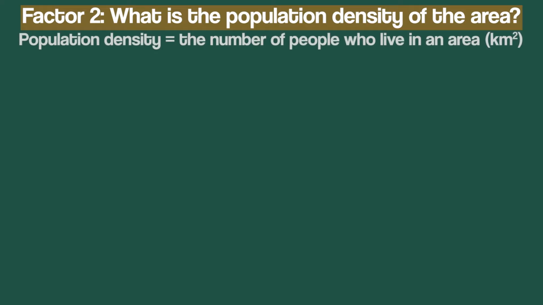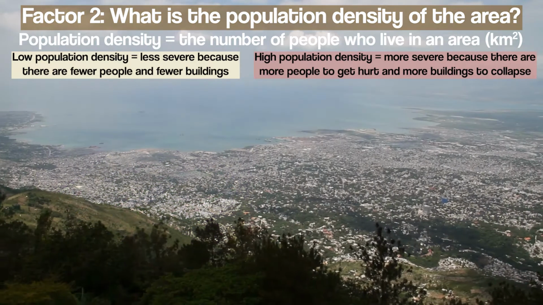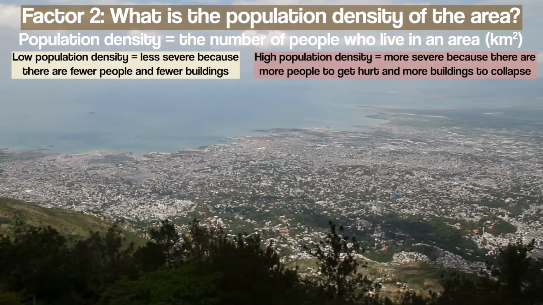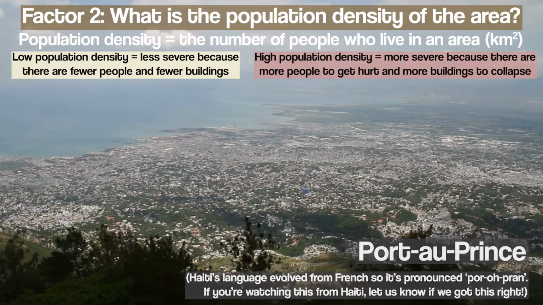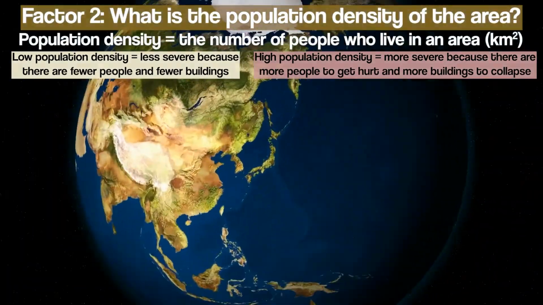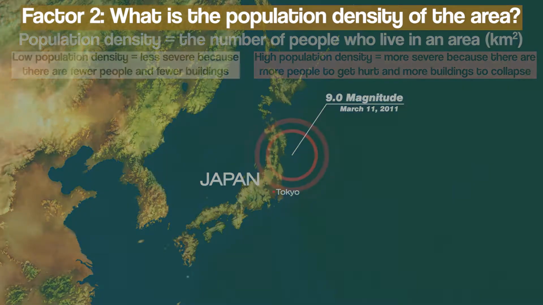Population density means the number of people who live in an area of land, usually a square kilometer. Areas with a high population density are packed full of people, leading to more injuries and deaths during an earthquake if the earthquake epicenter is close by. There'll also be more buildings, leading to more damage and a higher cost to rebuild. Haiti's earthquake epicenter was 25 kilometers west of the capital city, Port-au-Prince. That's going to be a densely populated area, which would help to explain the death toll. Japan's epicenter was 72 kilometers out to sea, which partially explains the lower death toll.